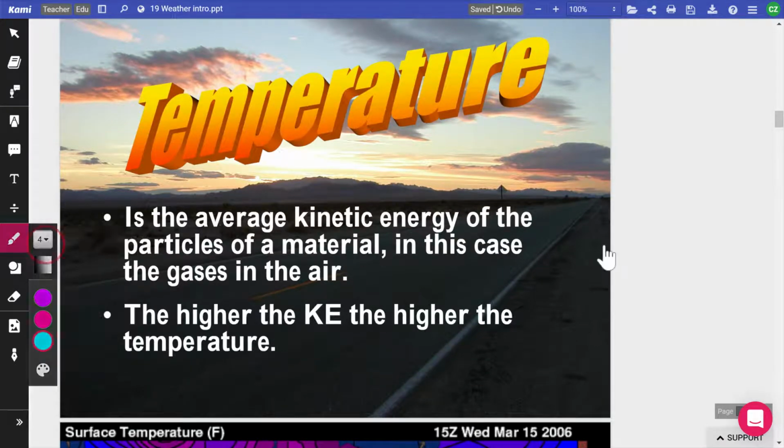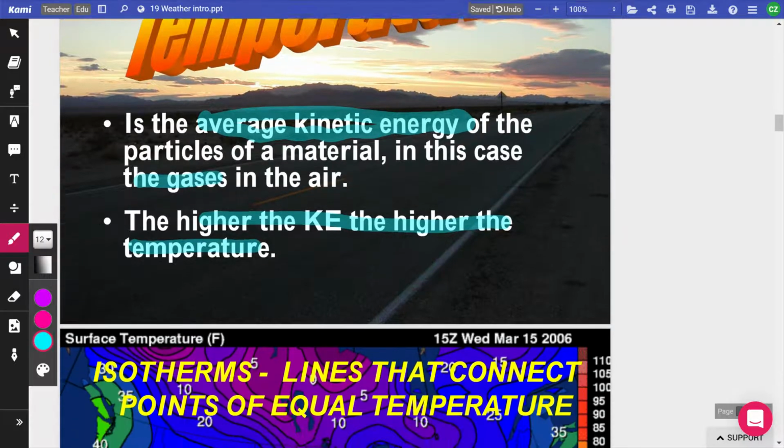Temperature is the average kinetic energy of the molecules or particles, material that's in the air. In this case, we're talking about the gases. Each molecule moves. The higher or faster it moves, the higher kinetic energy it has, the higher the temperature. And the slower it moves, the lower the kinetic energy, and the lower the temperature.